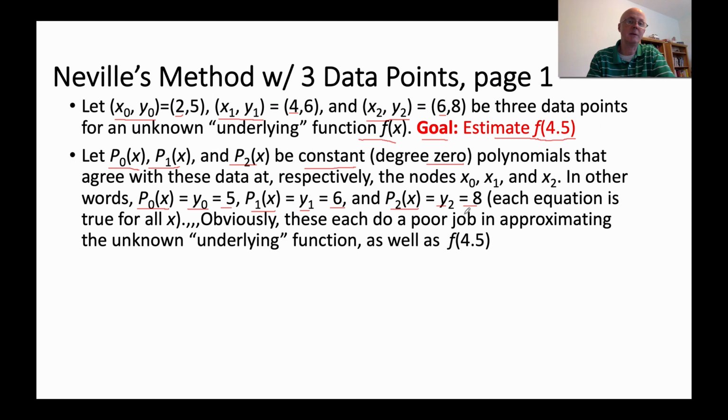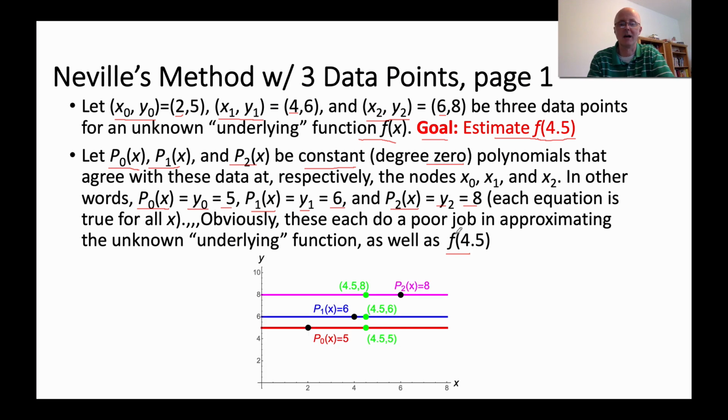These are taken to be true for all x, and then at any particular x, like 4.5, we could use these as approximations for f of 4.5, though obviously not necessarily a very good approximation. We can make graphs of these things. Here they are. They're horizontal lines.